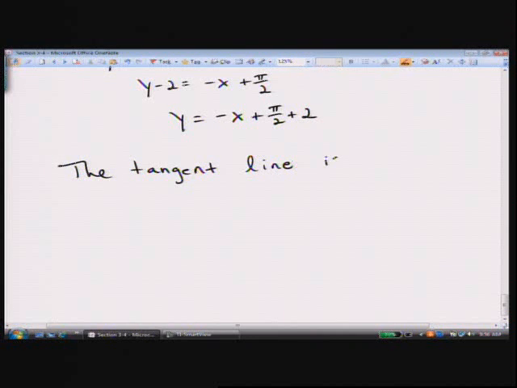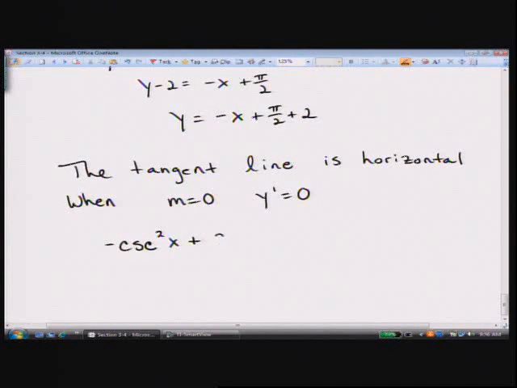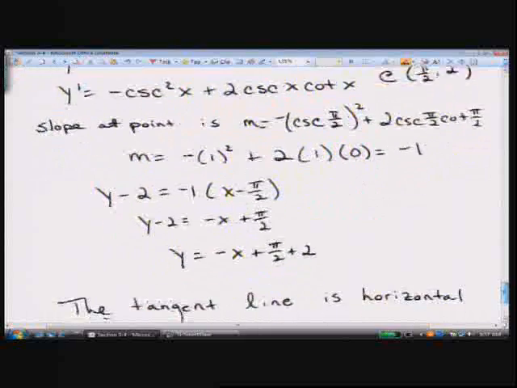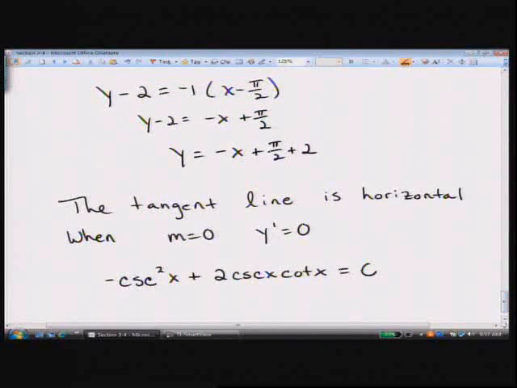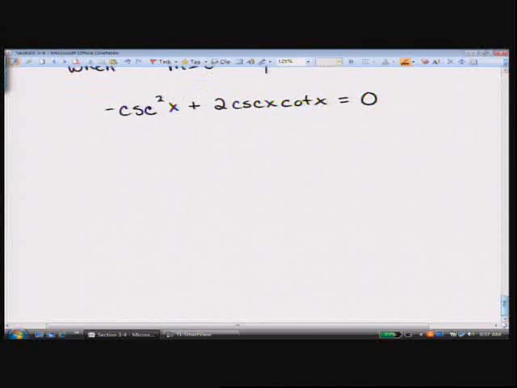The tangent line is horizontal when m equals 0, right? The slope equals 0. Or here, when the derivative equals 0, right? So what was our derivative? It was negative cosecant squared x plus 2 cosecant x cotangent x. Was that our derivative? I don't remember that. Yes, it was. Okay. And that needs to be set equal to 0. Well, this is going to be fun. All right. Why don't we factor a cosecant x out of that?